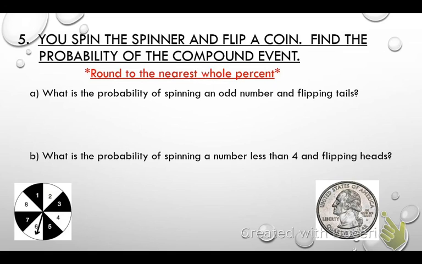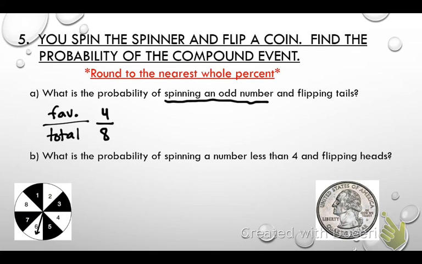So the difference between this one is we're spinning a spinner instead of using a cube, okay? So what is the probability of spinning an odd number and flipping tails? How many odd numbers are here on my spinner? 4. Okay, so starting with this right here, we've got favorable over total. There are a total of 4 odd numbers out of how many? 8. So I have a 4 out of 8 chance of spinning an odd number.